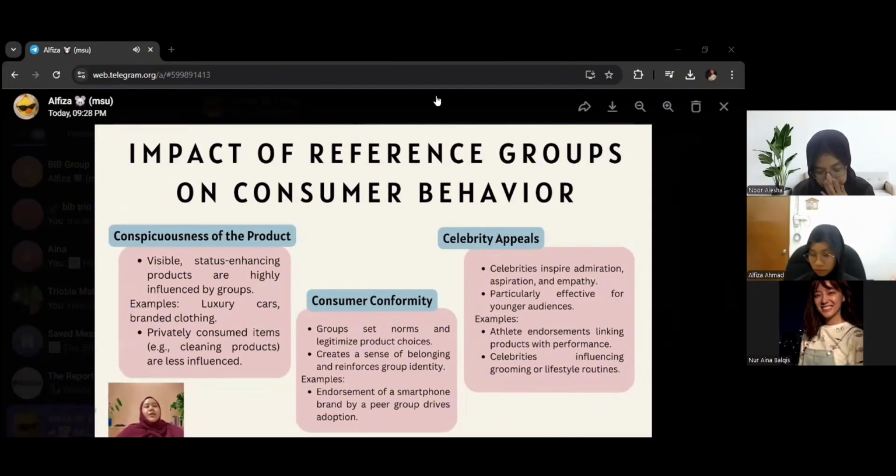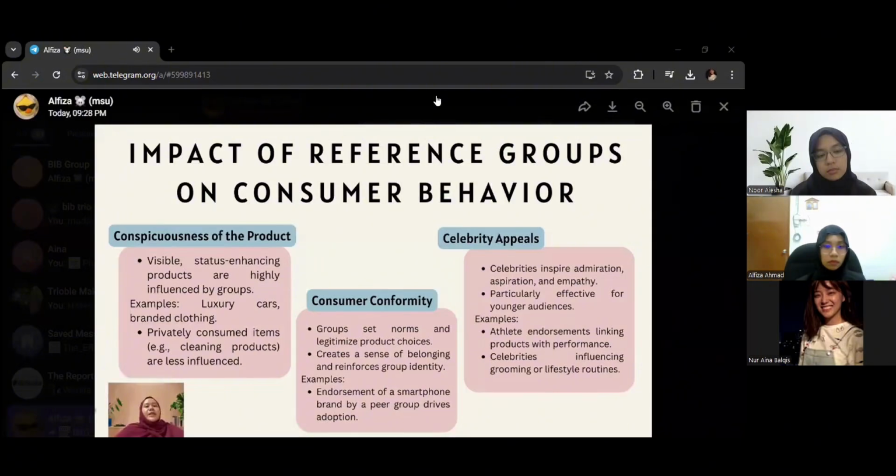Fourth is consumer conformity. Reference groups encourage conformity by influencing norms and legitimizing specific choices. For example, when a social circle collectively endorses a certain smartphone brand, it signals to others that adopting the same brand is acceptable and desirable. This need for conformity helps consumers feel a sense of belonging, as aligning with group norms reinforces their identity within that group. Marketers leverage this by creating campaigns that highlight group approval or by presenting their products as consistent with current trends.